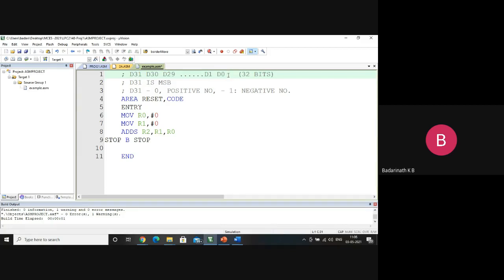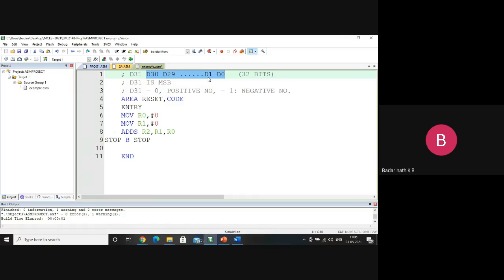When I want to use this 32-bit number to represent a signed number, then I cannot use all the 32 bits to represent the magnitude, because I'll use only D0 to D30 to represent the magnitude. The remaining one bit, D31, I'm using to represent the sign. In that case, what is my range of numbers? Minus 2 to the power of 31 to plus 2 to the power of 31 minus 1. Because your magnitude is now 2 to the power of 31 minus 1. It is not 2 to the power of 32 minus 1, because the range is reduced.